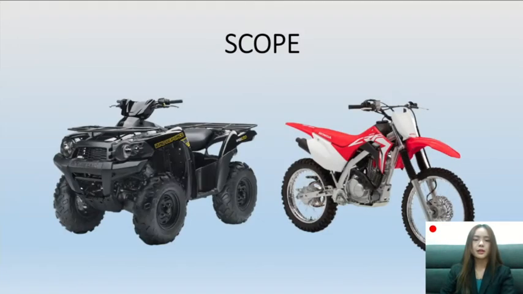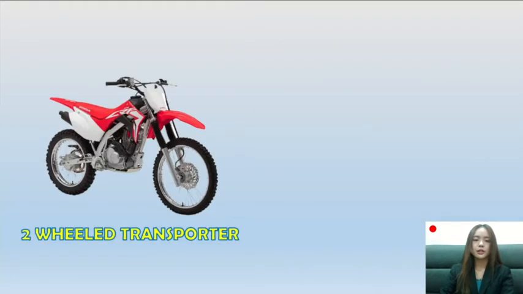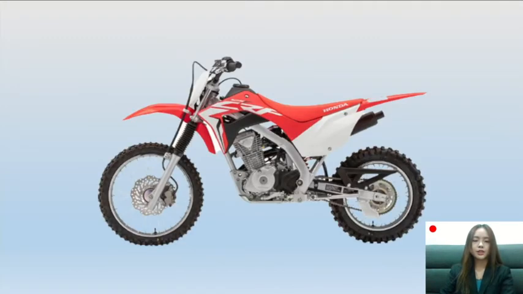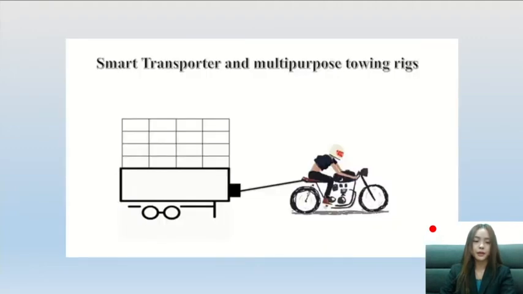In this project, we are using a two-wheeled transporter. This is because a two-wheeled transporter is more convenient to use on narrow roads and in general cheaper than the four-wheeled transporter. Besides, in this project, we will not be including the engine in our two-wheeled transporter, as we will be focusing more on the usage of the multi-purpose towing rigs. And lastly, from me, we will be looking at a simple animation video about the basic functions of towing rigs.